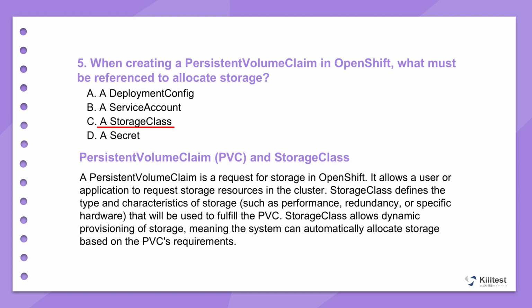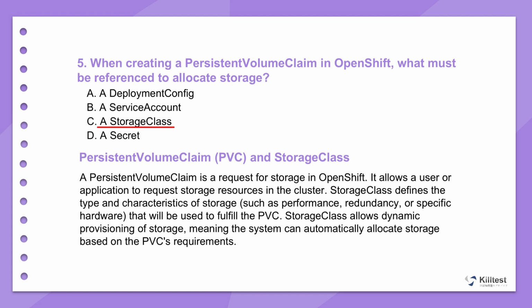So the PVC is the request, the storage class is the template for what gets created automatically. Precisely. It abstracts the underlying storage details away. The developer just asks for storage via a PVC referencing a storage class, and OpenShift handles provisioning the actual PV based on that class. Got it. Dynamic provisioning via PVCs and storage classes.